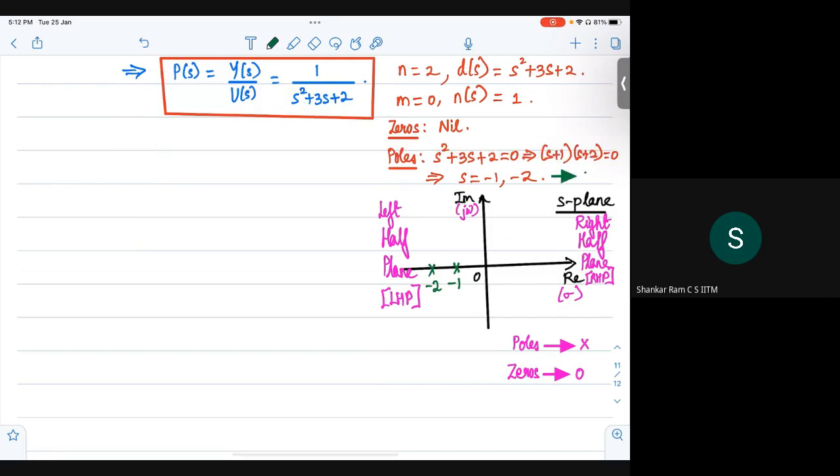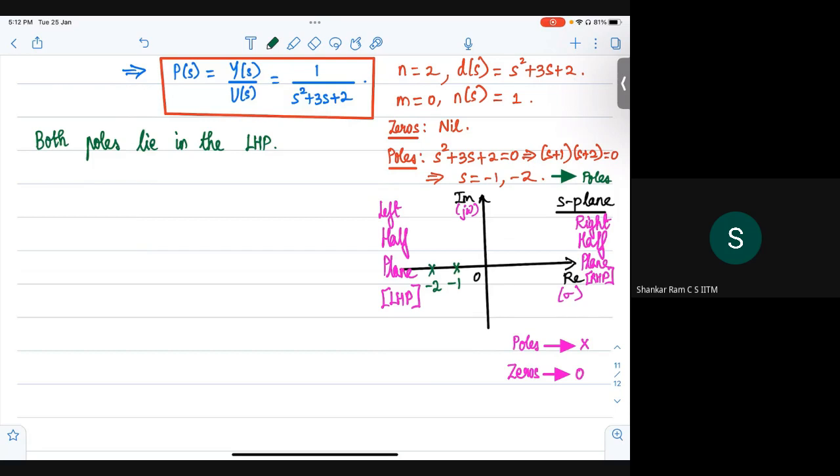So that is why I marked them on the negative real axis, at -1 and -2. These are the two poles, and we can observe that both poles in this particular case lie in the left half of the s-plane. Please remember this; we will come back to this point later. Both the poles of this system transfer function lie in the left half of the complex plane.